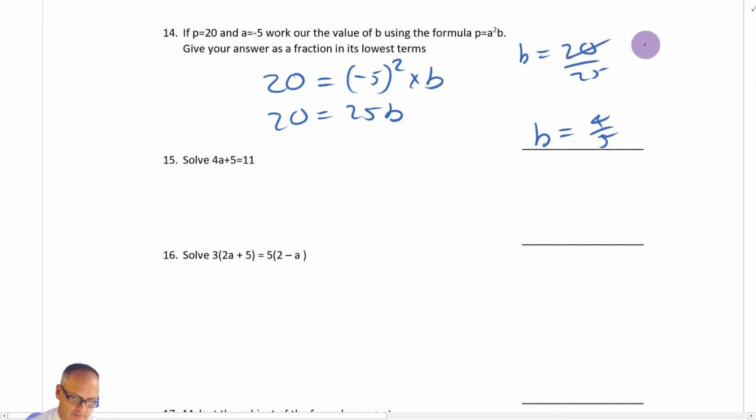5 goes into the top 4 times. 5 goes into the bottom 5 times to leave us 4/5. If you just put that into your calculator and press equals, it will give you the cancelled version anyway.